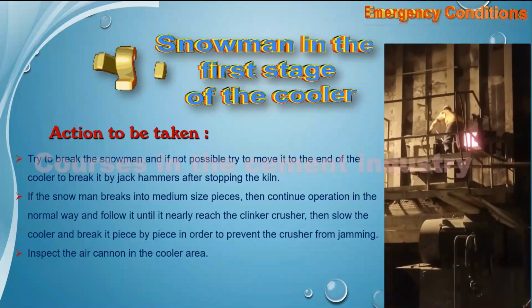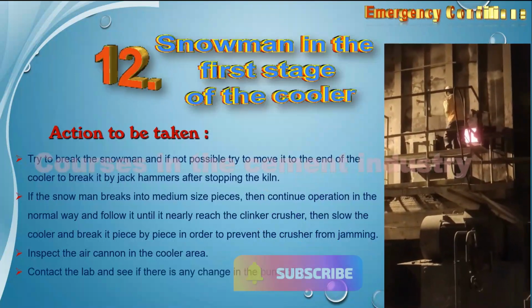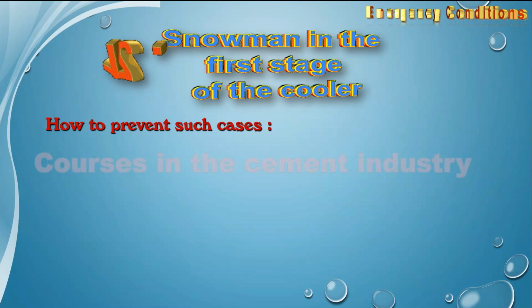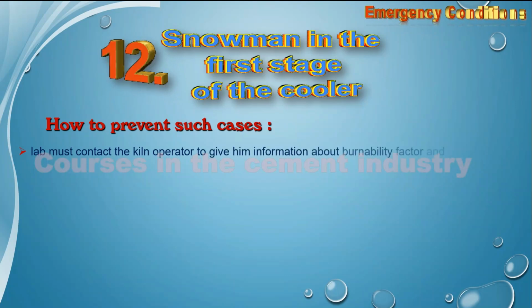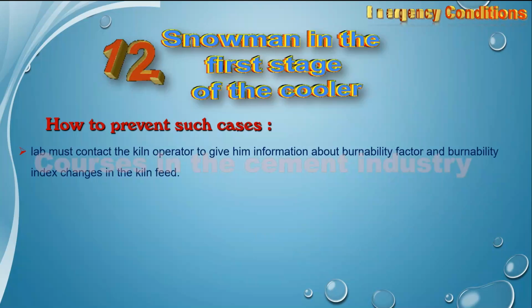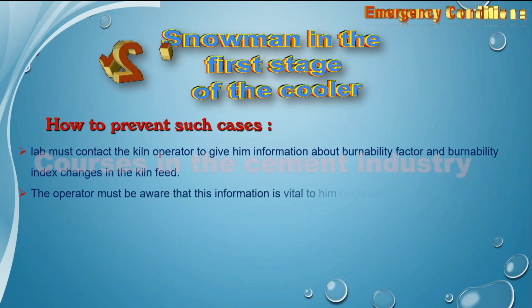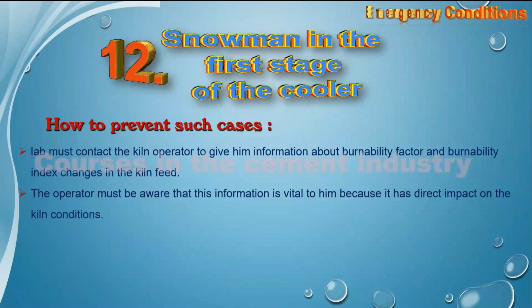4. Contact the lab and see if there is any change in the burnability of the kiln feed. How to prevent such cases. 1. The lab must contact the kiln operator to give him information about burnability factor and burnability index changes in the kiln feed. 2. The operator must be aware that this information is vital to him, because it has a direct impact on the kiln conditions.